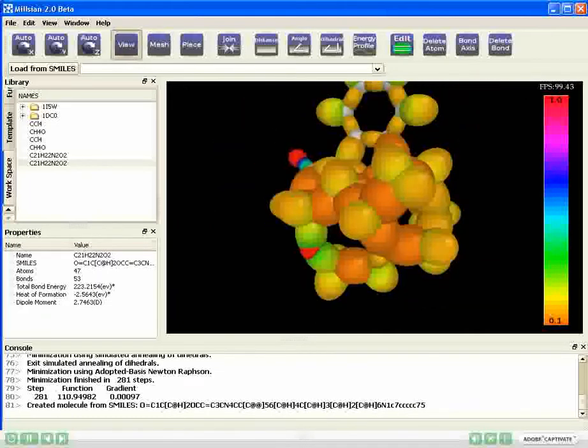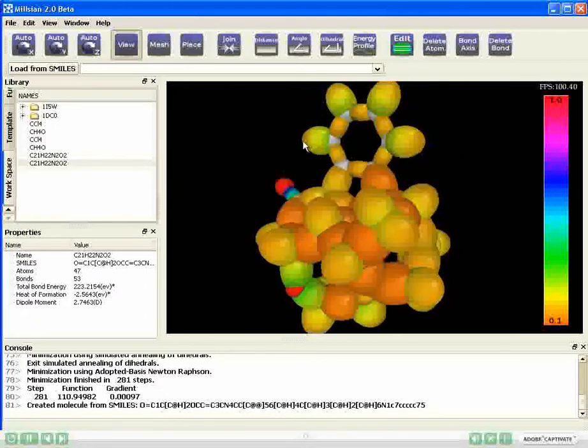In this demo, we input the SMILES for a small series of fused and bridged rings. Millsian generates the structure and calculates the properties for this complicated molecule almost instantly. Another feature to note is that Millsian correctly reproduces the chirality of atoms in a complicated molecule.